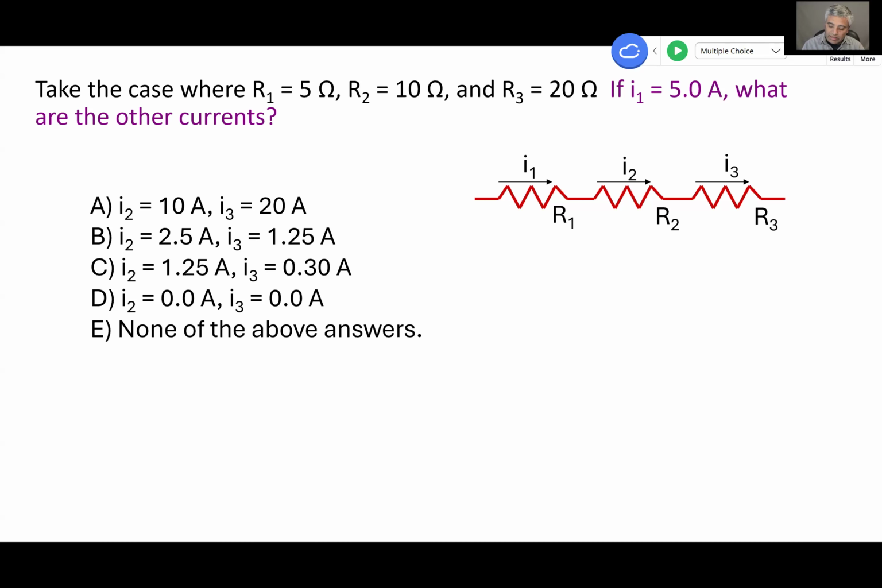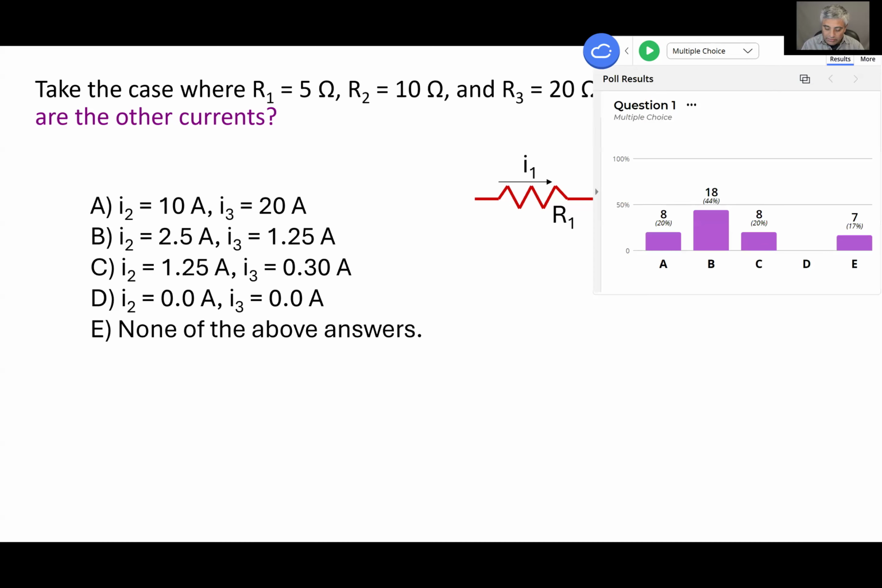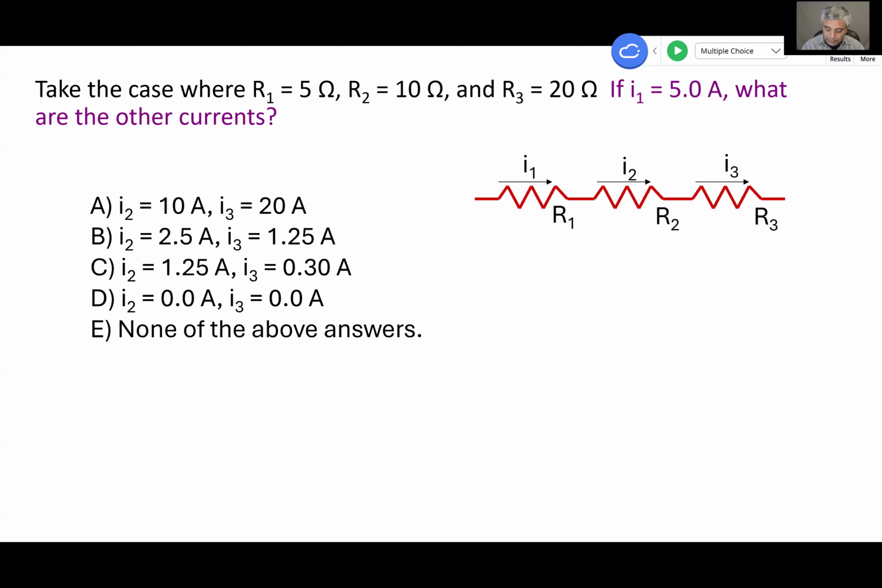Here, let's see what we got. So mostly B, 2.5, 1.25. So the resistor is doubling, so the current is going half. Kind of makes sense, right? The only problem is that these resistors are in series. So whatever current enters from here is going to be the same everywhere. That's what we talked about, okay?